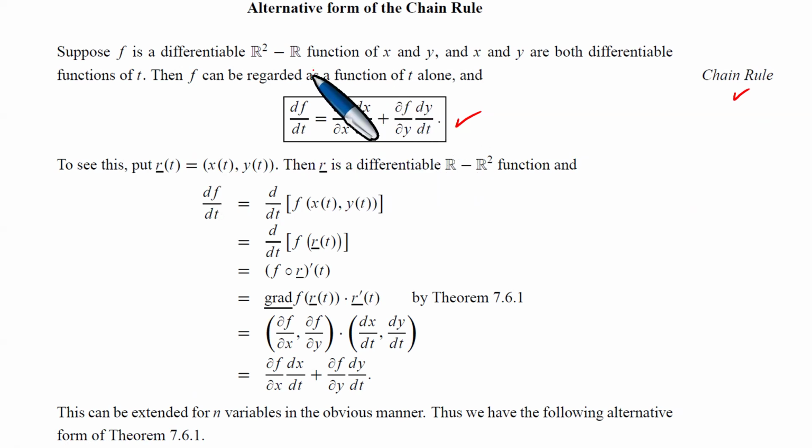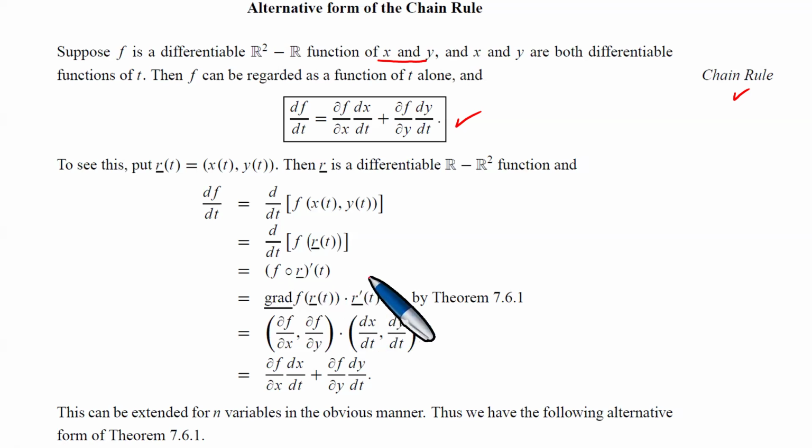Now, if you understand that f is a differentiable R2 to R function of x and y, then you'd have df dx, dx dt plus df dy, dy dt. To see this, put r of t equal to x of t, y of t. Then r is a differentiable R to R2 function, and df dt equals d dt of f of x of t and y of t, which is d dt of f of r of t. Therefore this becomes the composite function of these.